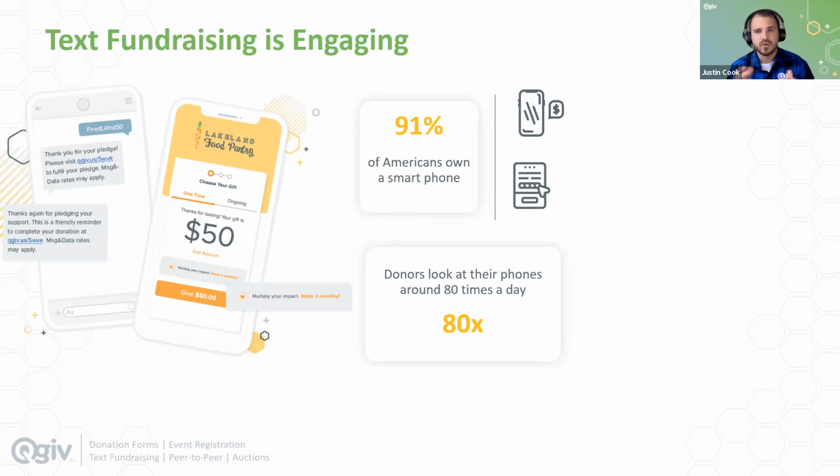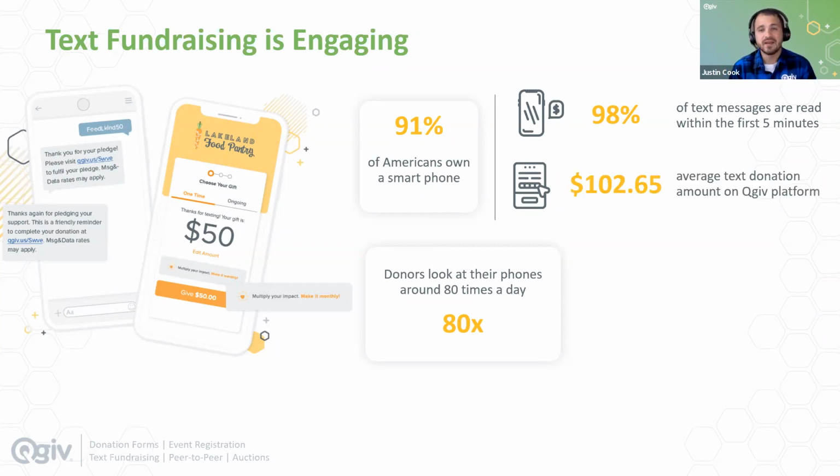So you know your donors are looking at their phones. When you do send a text message, we see that 98% of the time, donors will read your text message within the first 5 minutes of being sent. Now, talk about a high open rate, right? And on average, with the Qgiv platform, we do see that the average donation amount is $102.65 for text donations through our platform.